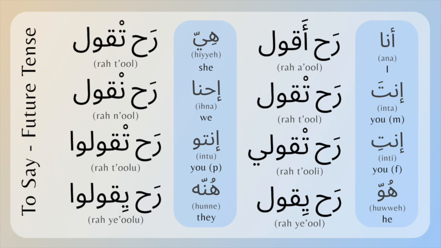Those are all the future tense forms. Let's repeat them all one last time. راح أقول. راح تقول. راح تقولي. راح يقول. راح تقول. راح نقول. راح تقولوا. راح يقولوا.